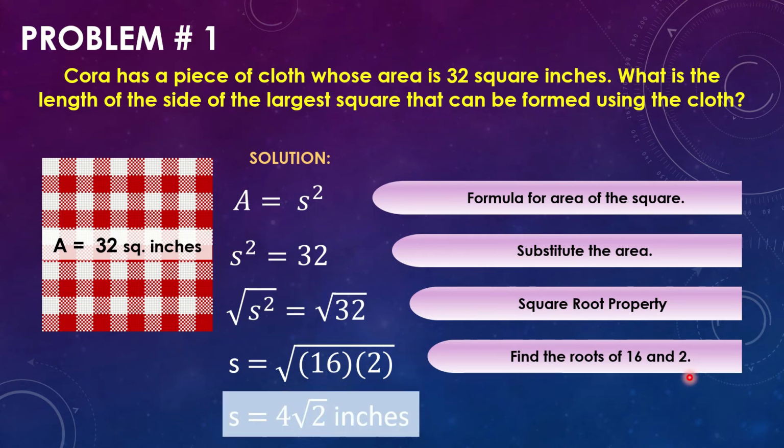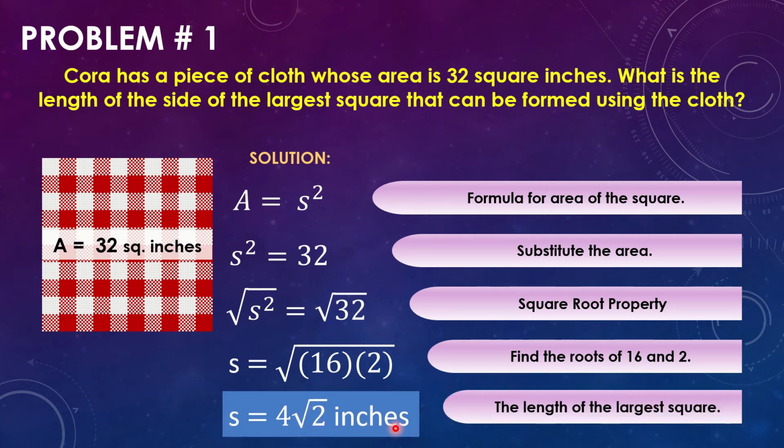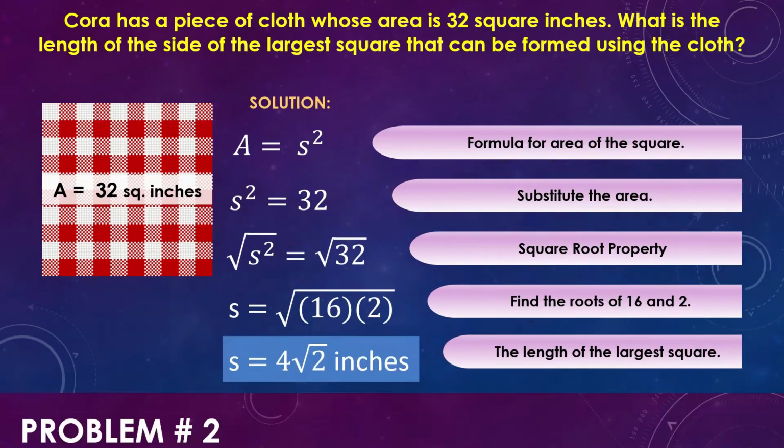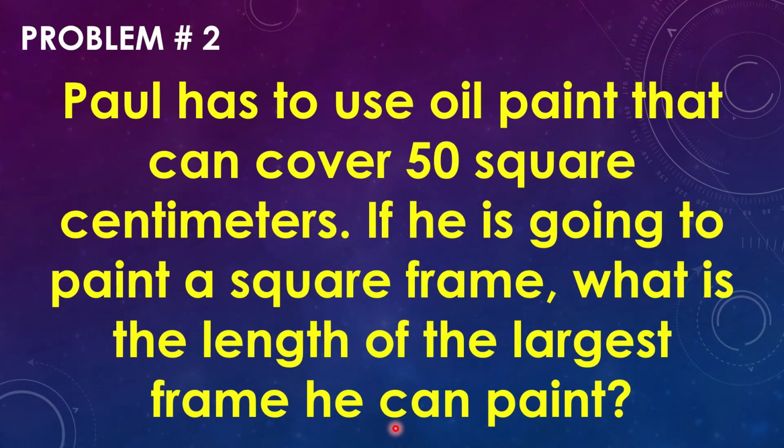We will have side is equal to 4 square root of 2 inches, and that is the length of the largest square. Okay, let us have problem number 2. Paul has to use oil paint that can cover 50 square centimeters. If he is going to paint a square frame, what is the length of the largest frame he can paint?